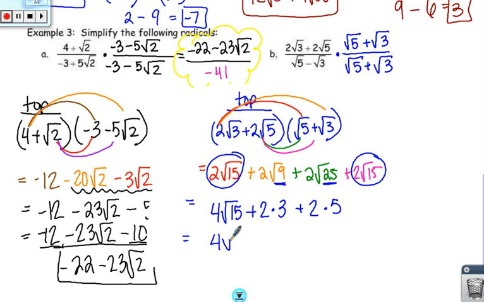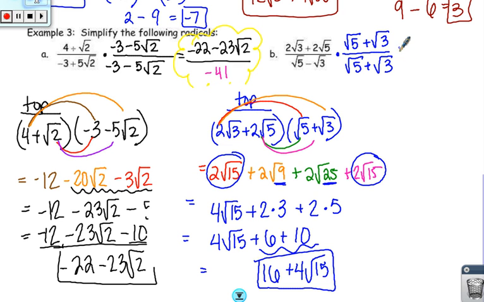So 4 square roots of 15. 2 times 3 is 6. 5 times 2 is 10. Putting our whole numbers together, 6 plus 10 is 16. And then I have 4 square roots of 15. So that's the answer to the top half of my problem. 16 plus 4 square roots of 15, all over the denominator.